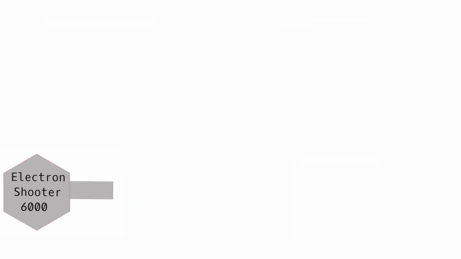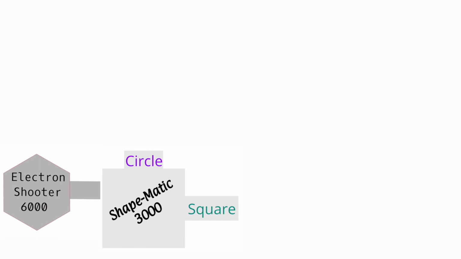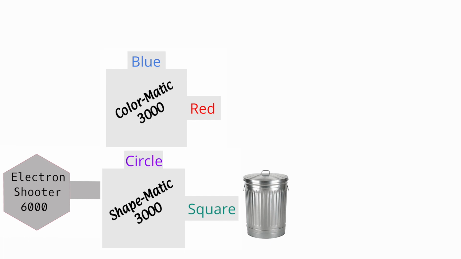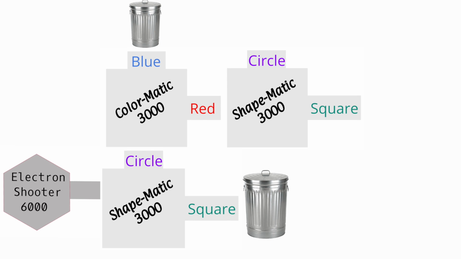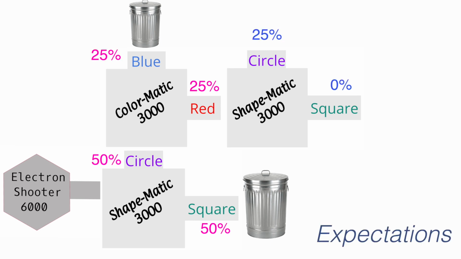Now let's change our setup a little bit. Let's first add a shape classifier and toss the results of the square output into our trash can. Let's take those results from the circle output and feed it into a color classifier. And then from that output, let's take the blue and toss them out. Now that we're only left with a red output, we can keep the red and put it into another shape classifier. When we run the experiment, you would expect to get 25% of the total input out of the circle output on the last classifier.